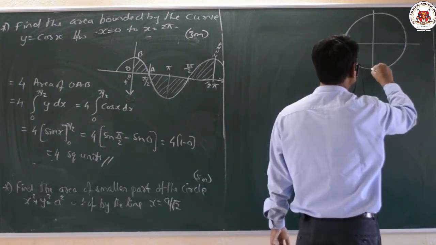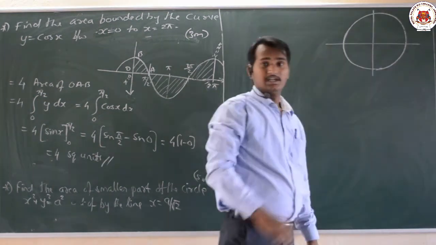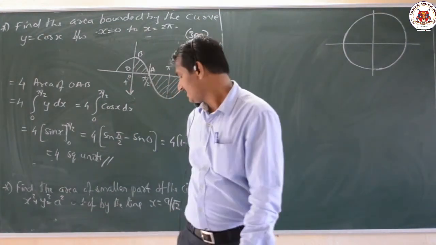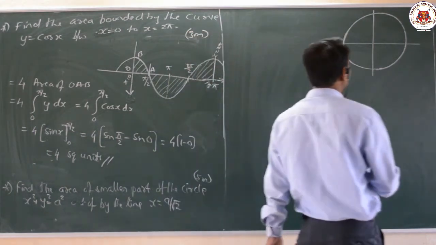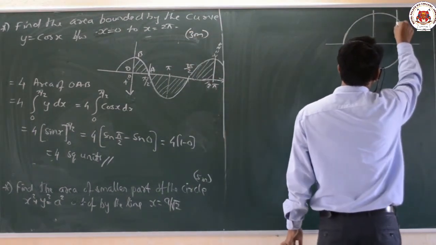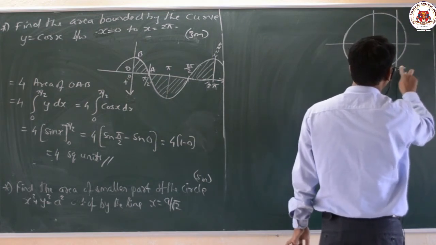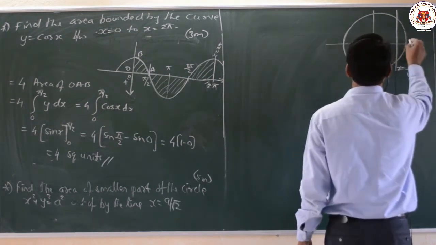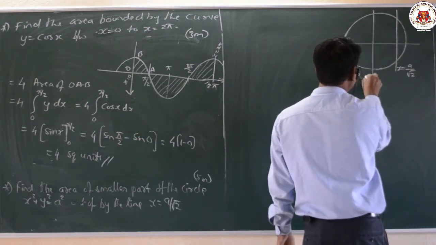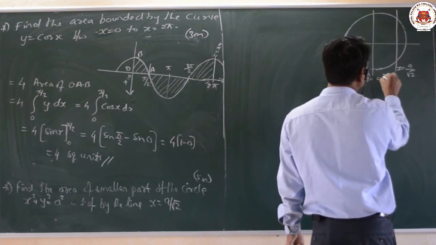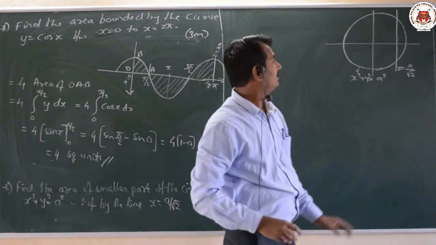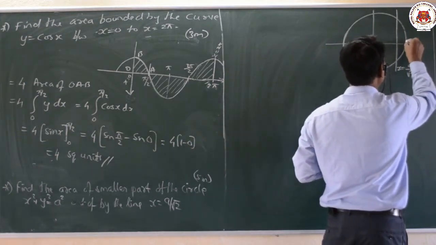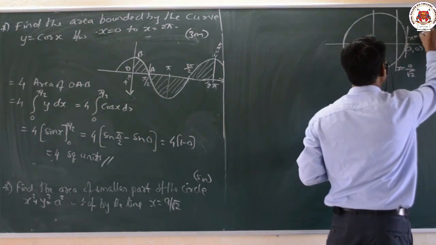The equation of the circle is x square plus y square equals a square, and the line is x equal to a by root 2. Here we can observe that the equation of the circle is x square plus y square equals a square. That means the radius will be a, so this particular point will be (a, 0), or this particular line will be x equal to a.